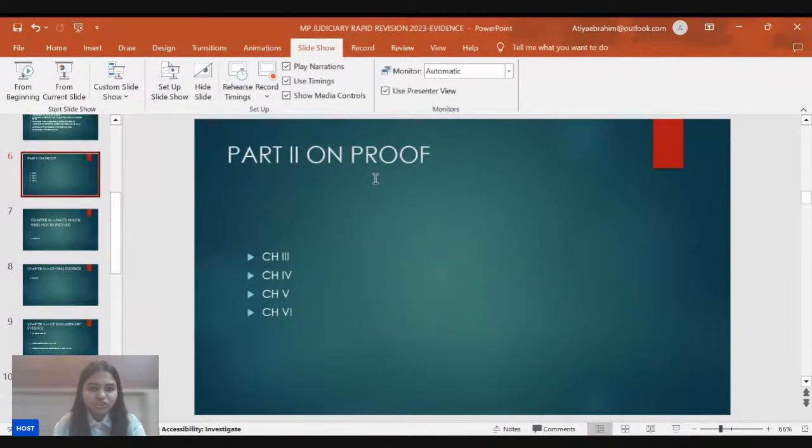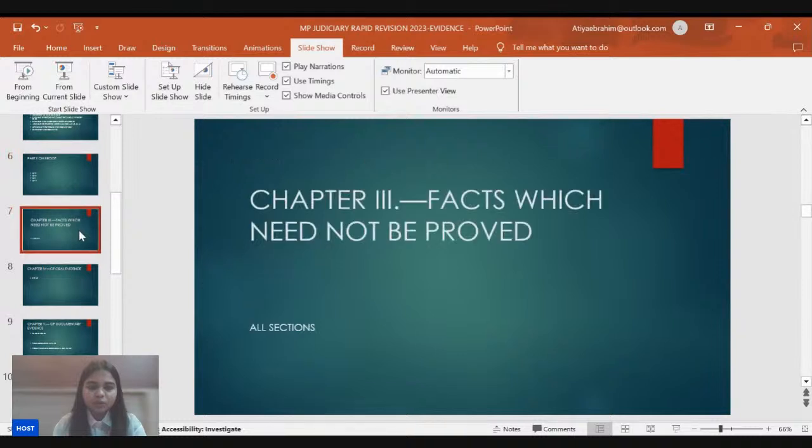So part 2, which is on proof, the part is known as on proof, and there are four chapters here: chapter 3, chapter 4, chapter 5, and chapter 6. In part 2, these are the four chapters given in the Indian Evidence Act. Now, chapter 3 is facts which need not be proved. Here, all sections are important. So, read this chapter properly. All sections are important in chapter 3.